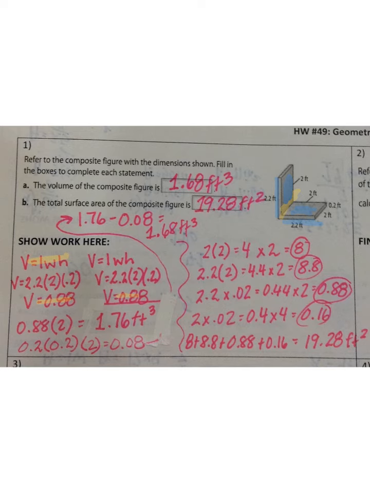Then I did 2.2 times 0.02 and got 0.44. And there's 2 of those, 0.88. The last part is finding all these little edges right here. So I did 2 times 0.2, which is 0.04, and there's actually 4 of them. So I multiplied it by 4, added everything together, and got 19.28 square feet.